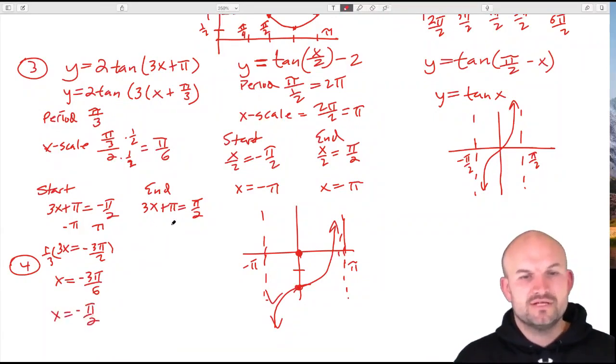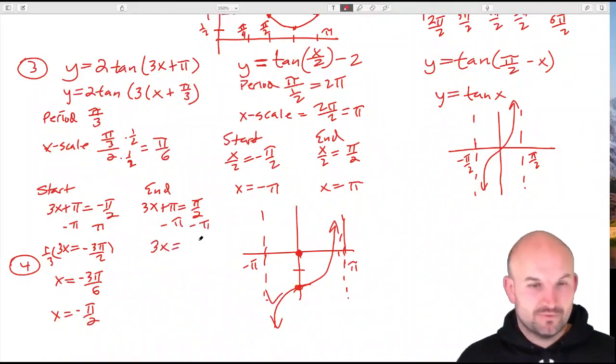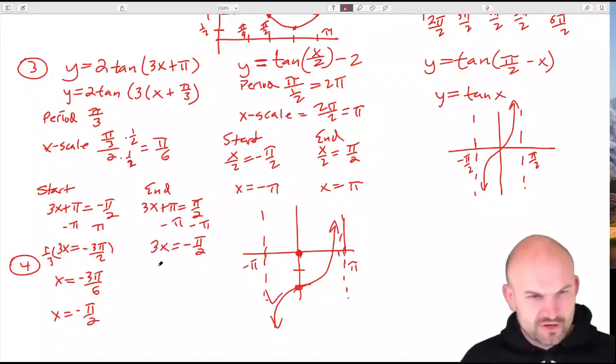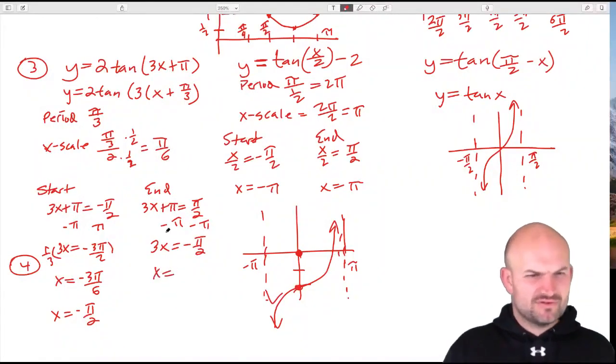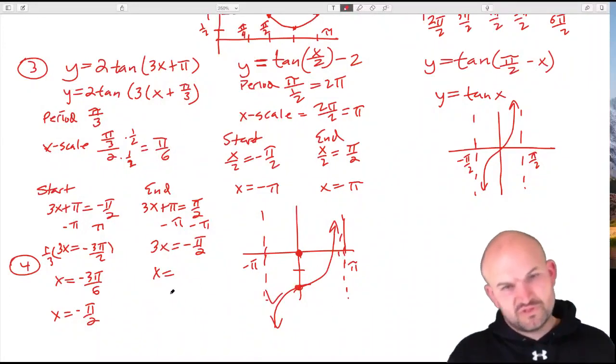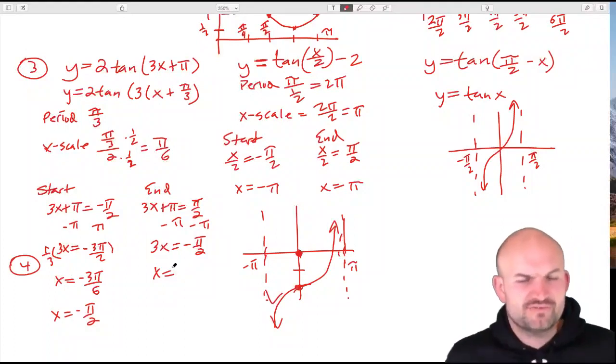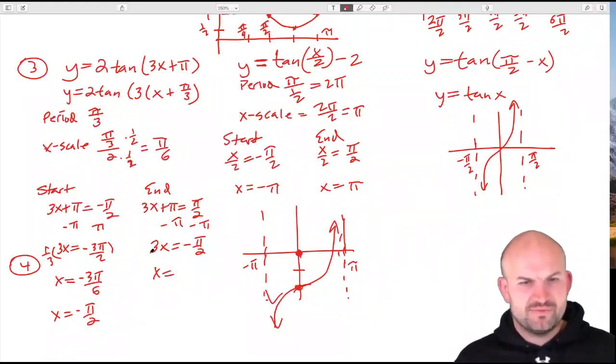There we go. So here, I'm going to subtract a pi. That would give me 3x equals a negative pi halves. Again, multiply by that 1/3. X equals, what was my scale? X equals, oh, because it's getting shifted, pi over 3. That's going to be multiplied by 1/3. That's going to be negative pi over 6.